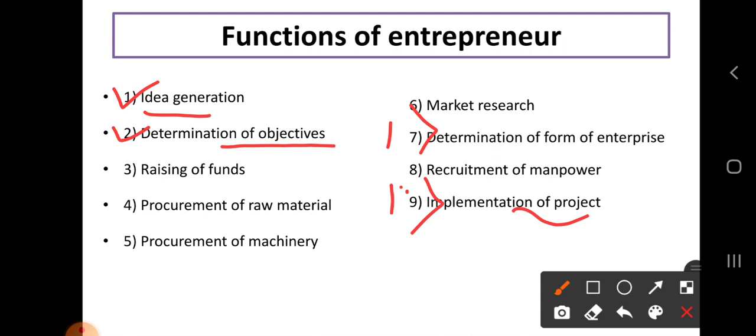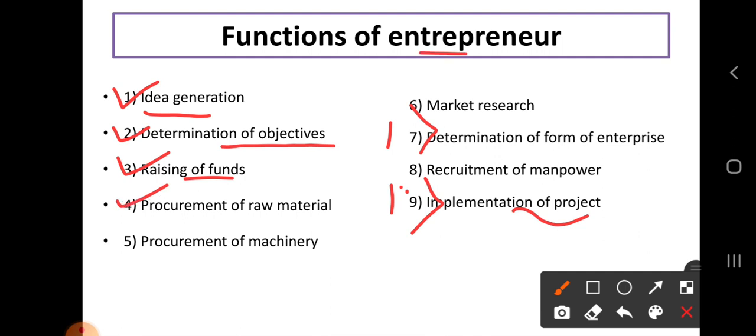Likewise, then raising of funds, because as an entrepreneur, to start any business activity you require funds or finance. So as an entrepreneur you need to raise the funds from various institutional sources, like various commercial banks, or various investors, or angel investors, or seed funding agencies. So this is a function of the entrepreneur.